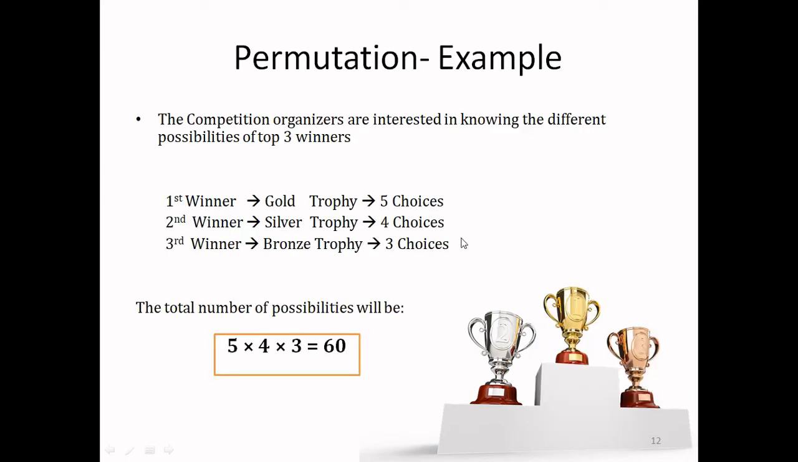Well, to summarize all this, now you know that for the first winner we have 5 choices, for the second one we have 4 choices, and for the third winner we have 3 choices. So the total number of possibilities of who can be the first winner, then the second one, and then the third one, these different varieties that we can get will be 60. How have we computed this 60? You just take the product of all these choices, that is 5 cross 4 cross 3, and you will get 60.